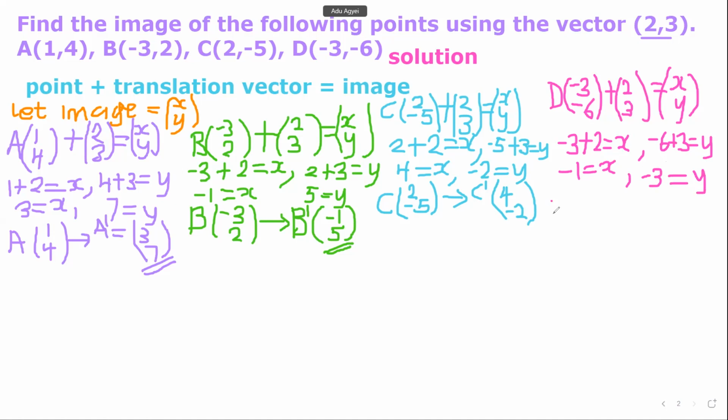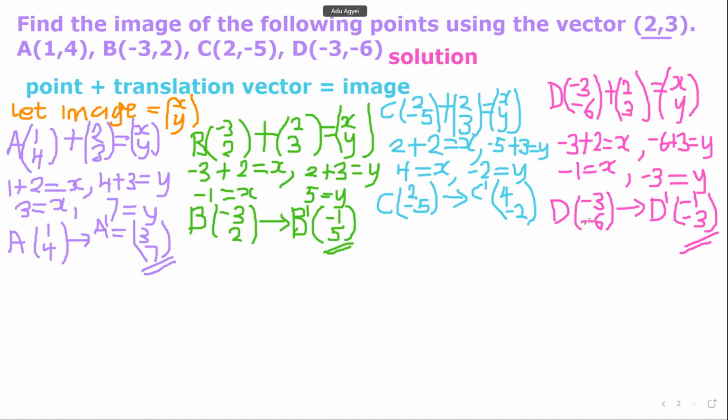Therefore, point D, which is (-3, -6), moved 2 right, 3 up. The new image, or D prime, will be (-1, -3). And that is the image.